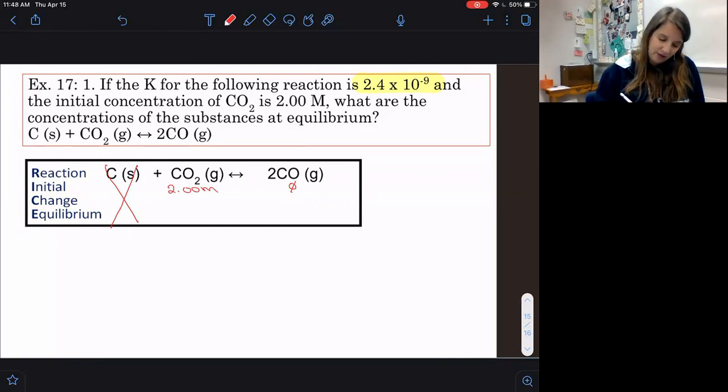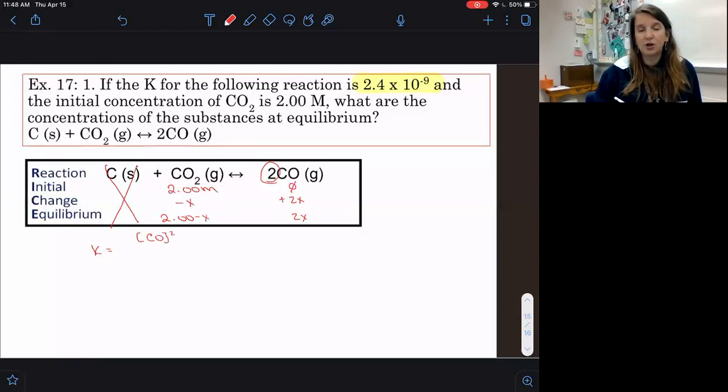So now I want to go ahead and write the change. Well, I can see that my reactant is going to go down and my product is going to increase. But see how we have this coefficient here in front of the carbon monoxide. We put that coefficient in front of the x. So this is plus 2x. So when we write our equilibrium row, we have 2.00 minus x, and then this is 2x over here. Okay, so I write my equilibrium expression first before I plug in any numbers. I've got carbon monoxide, and don't forget to square it because of that coefficient again. And then I've got carbon dioxide on the bottom.